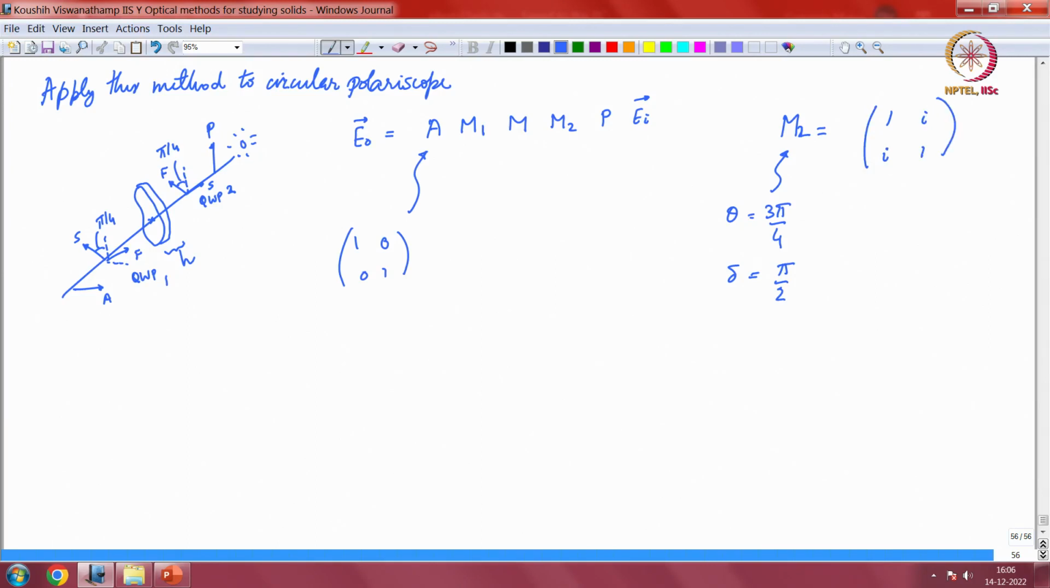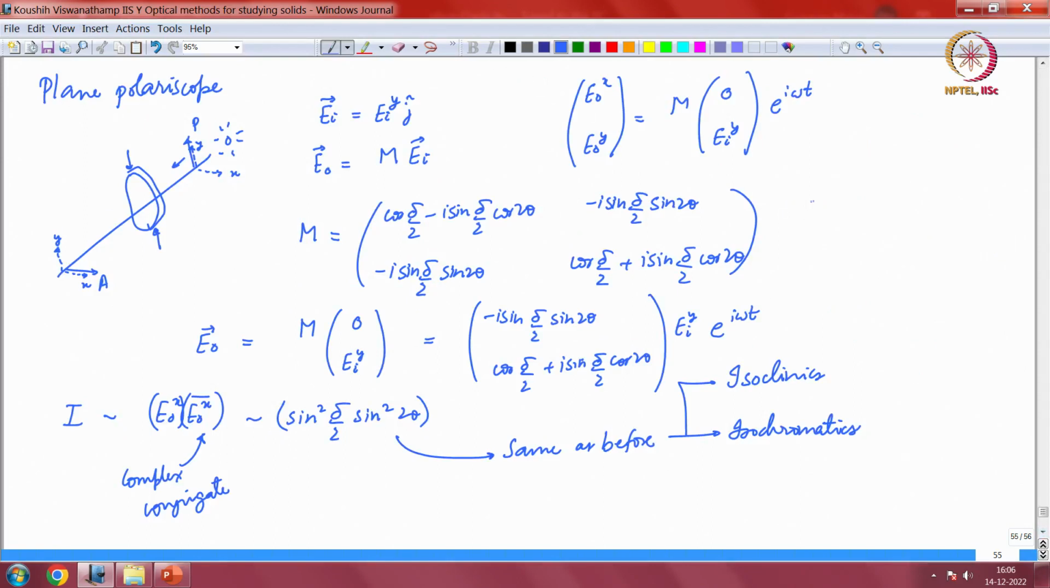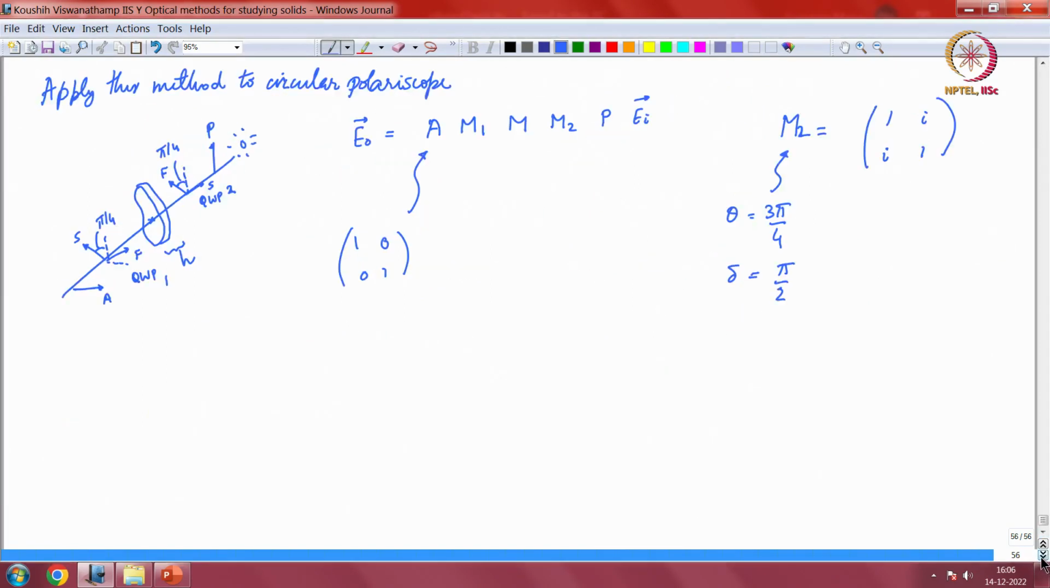Okay, you go back to the original general expression for M that we had worked out, this guy, and then you put delta equal to pi by 2 and theta equal to 3 pi by 4, and you will get this guy, and you do the same for the other fellow, which is pi by 2 away from this, right. So, you put theta equal to 3 pi by 4 plus pi by 2 and delta again equal to pi by 2, because it is still a quarter wave plate, then you will get, sorry, there should be 1 by root 2 here, you will get something that looks like this.